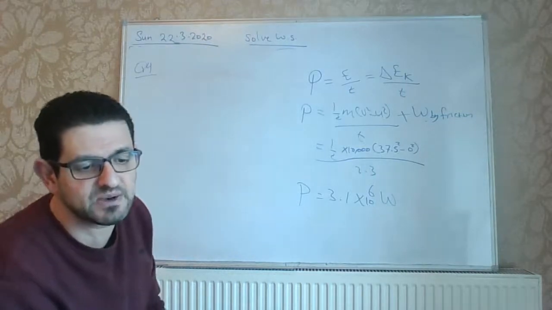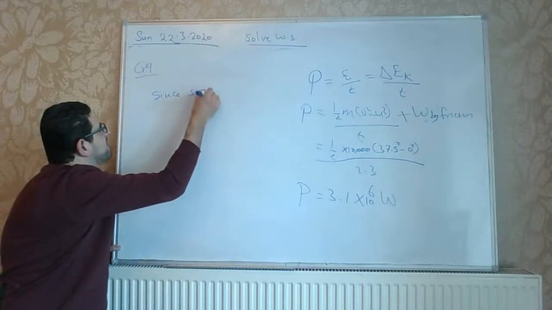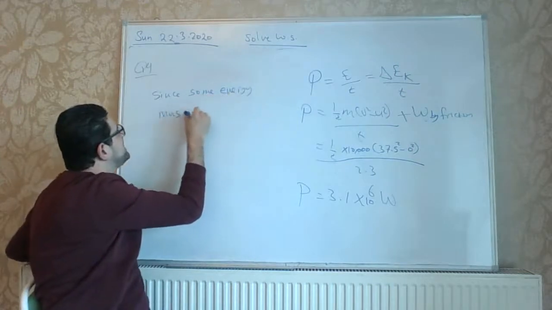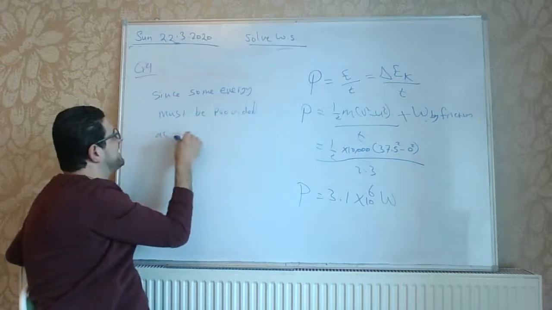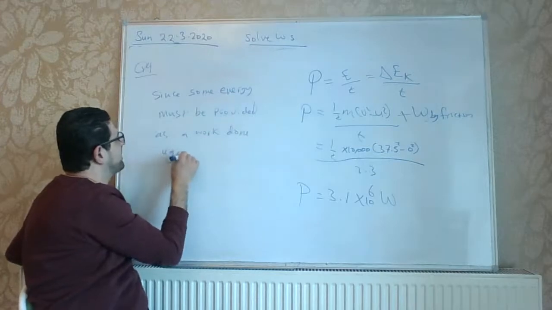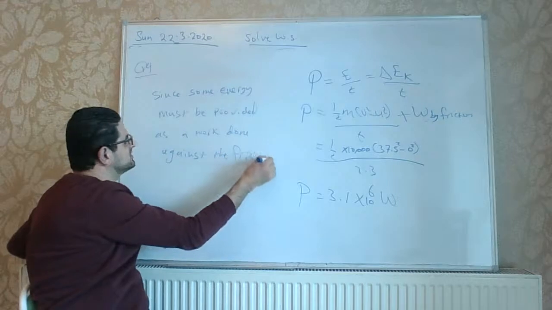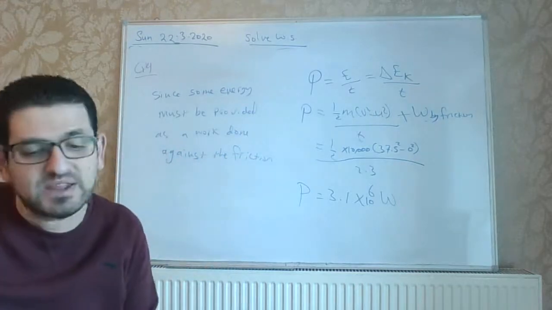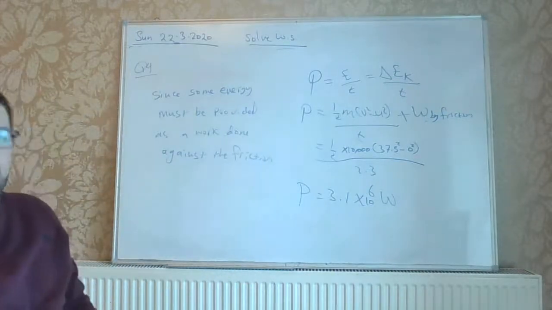Here there is friction, so some energy must be provided as work done against the friction. Or we could say some energy will be transferred as heat or even as sound. So you need more than half m v squared.